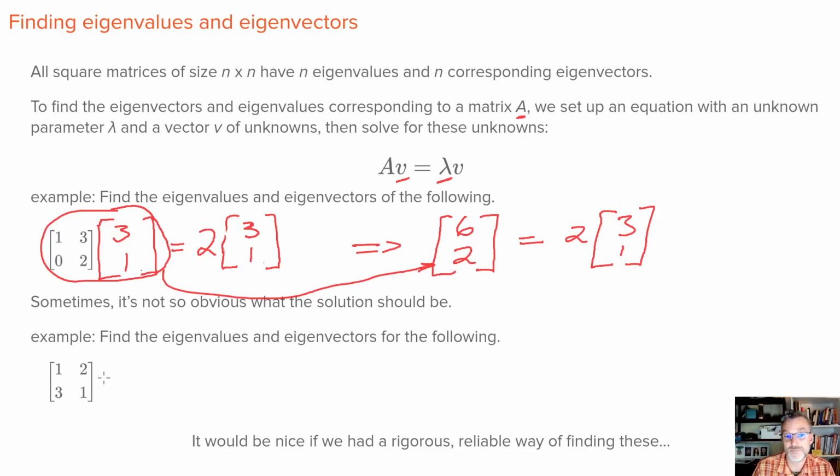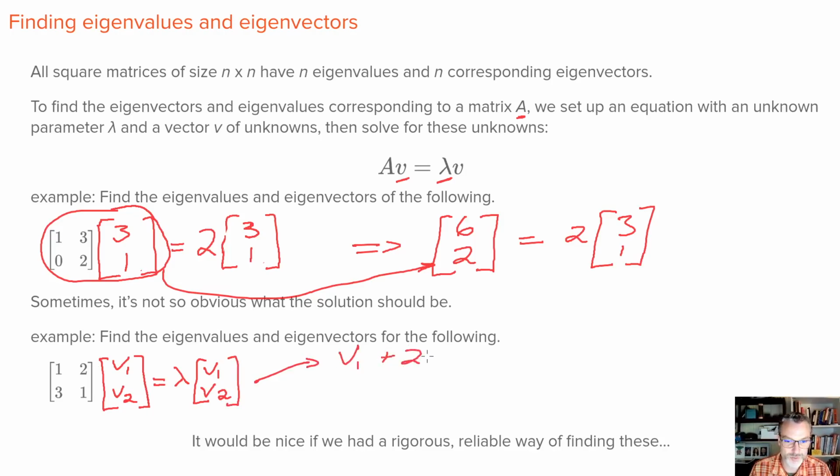So we could try it again down here. I could set this up, v1, v2, and that's going to be equal to some unknown lambda, like that. And we do the same thing. I've got v1 plus 2v2 is equal to lambda v1. Then I've got 3v1 plus v2 is equal to lambda v2.